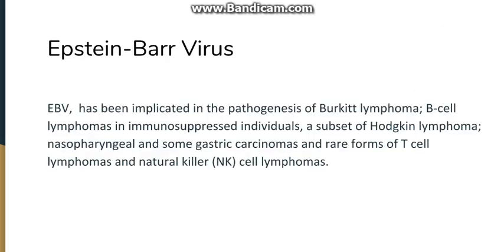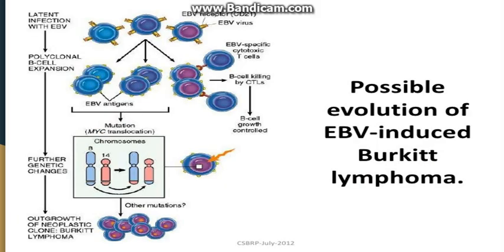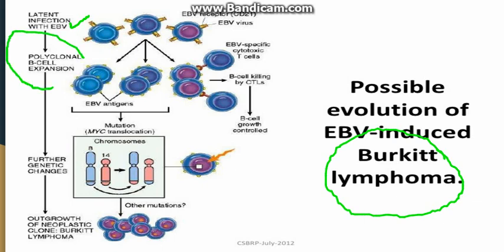Okay, now going to another virus, that is Epstein-Barr virus. Epstein-Barr virus is responsible for many tumors like Burkitt lymphoma, very well known for it, B-cell lymphomas in immunosuppressed individuals, Hodgkin lymphoma, a very important one nasopharyngeal carcinoma, and also some rare forms of other lymphomas. Now their role in different cancers is different. Like in Burkitt, its pathogenesis is different. It is not directly oncogenic. You will understand by this. When the infection takes place with EBV, there is polyclonal B cell expansion.